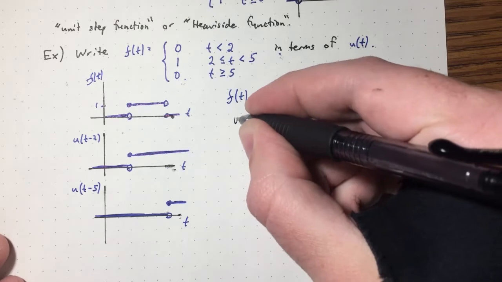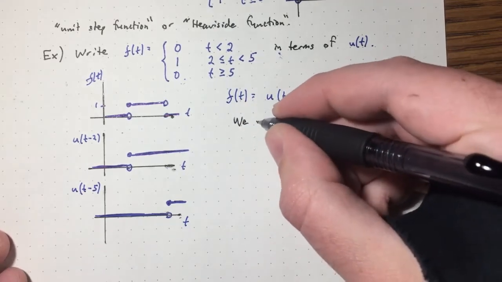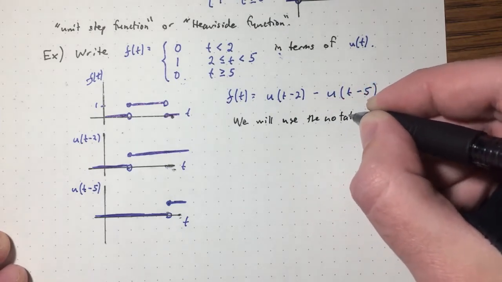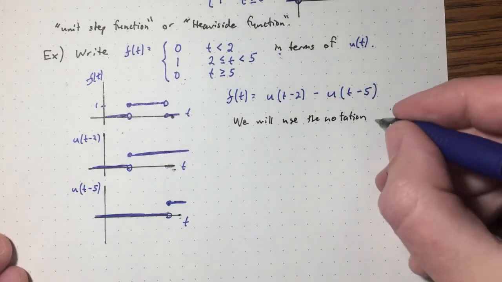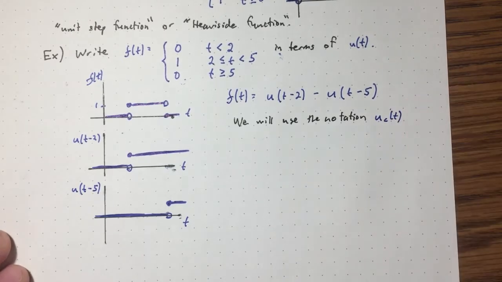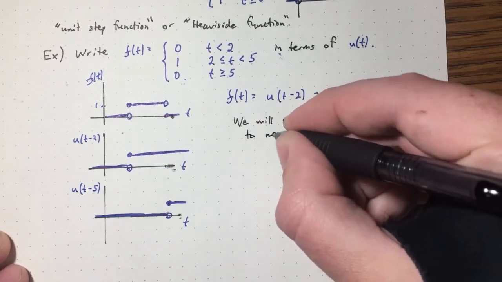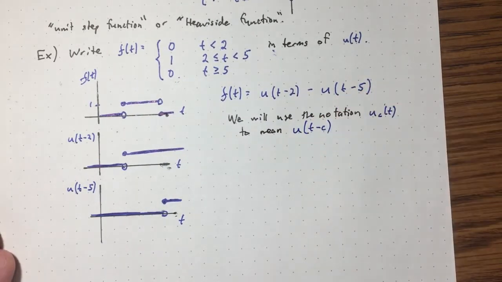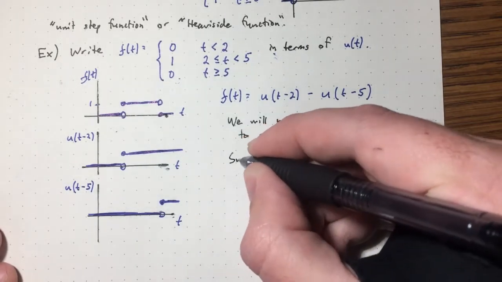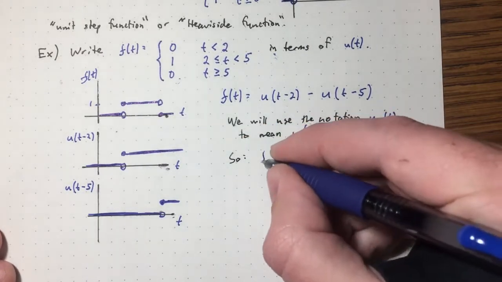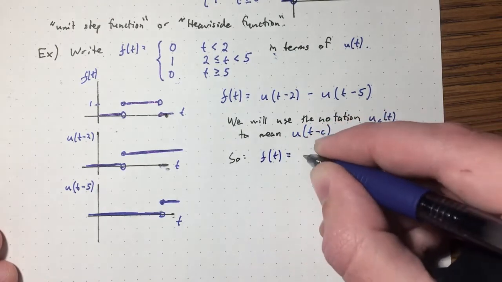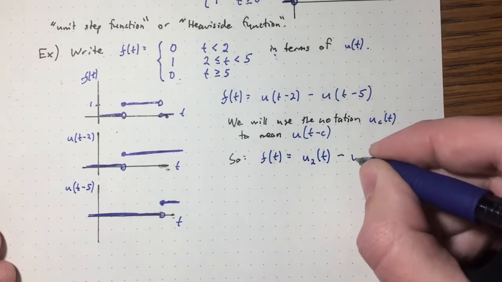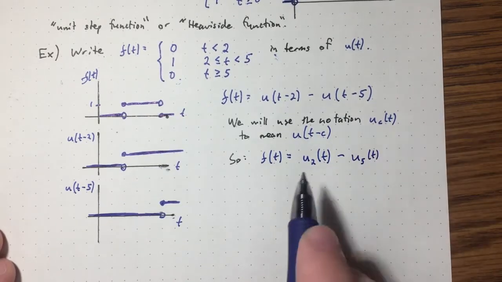And I just want to point out there's another notation that's often used. So we will use the notation u c of t to mean u of t minus c. Okay. So we can actually write f as, this is just a new notation, u2 of t minus u5 of t. u2 of t just means u of t minus 2.